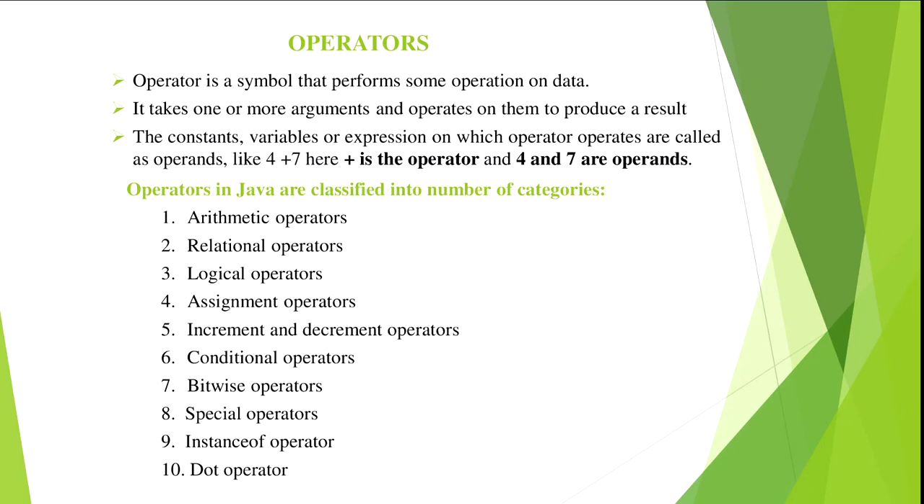Like the C and C++ languages, the Java language also consists of the same basic operators, along with two new operators, the instanceof operator and the dot operator. The operators in Java are classified into 10 different categories, out of which you are very familiar with the first 8 categories, and these operators you learned in the C language also.